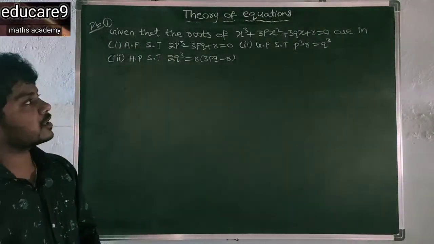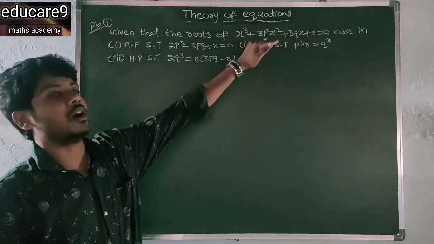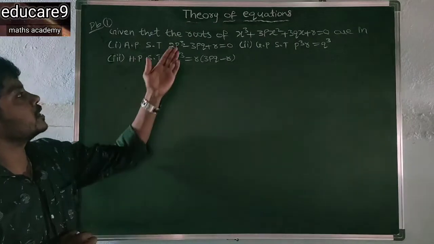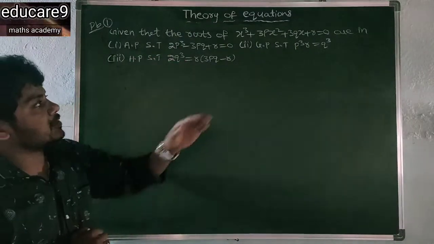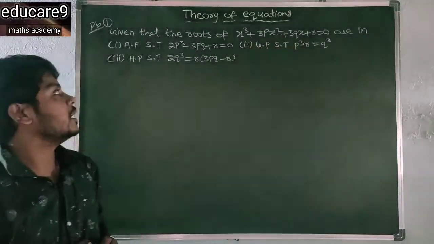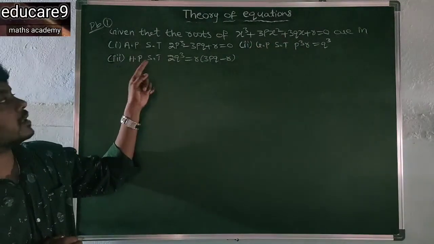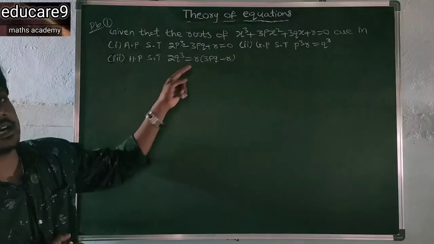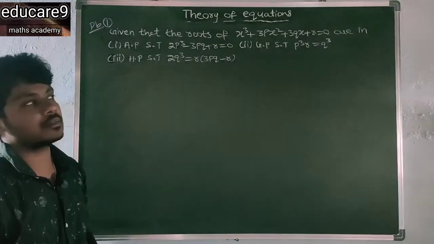Given that the roots of a cubic polynomial are in AP, you want to show this condition, and if the roots are in GP, then show that P cube is equal to Q cube, and if the roots are in HP, we have to show 2Q cube is equal to R into 3P cube minus R.